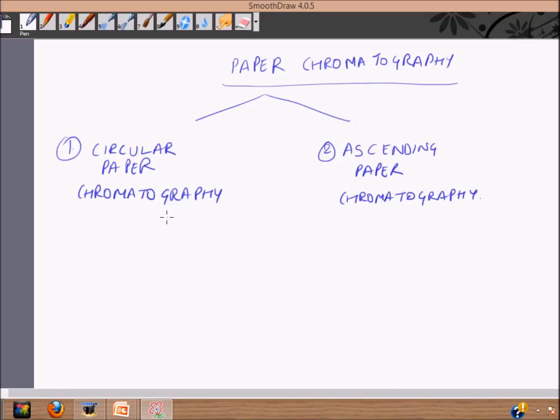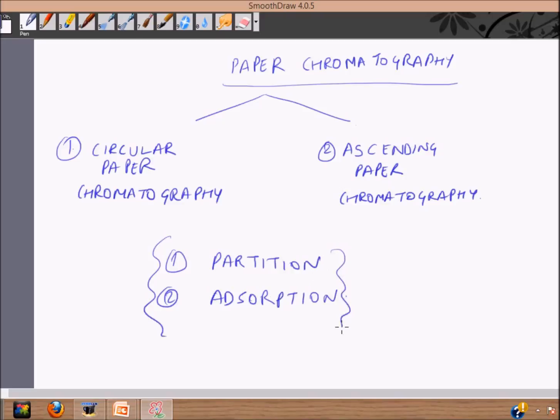First is circular paper chromatography, where this type of chromatography mainly proceeds by two mechanisms: first is partition and second is adsorption. These are the two mechanisms used by paper chromatography. The substance under study is generally dissolved in water and placed on a special sheet of filter paper prepared from cellulose.